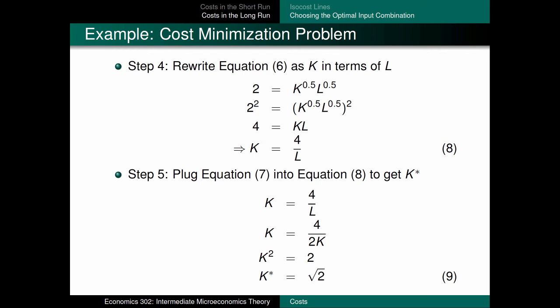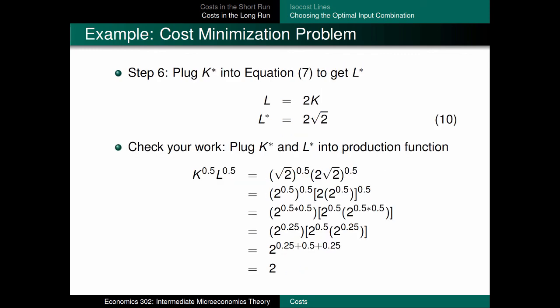We're going to plug in equation 7, which was our equation for L in terms of k, into equation 8 to get k star. Recall that equation 7 was that L is equal to 2k. So we're simply going to substitute 2k in for L in equation 8 in order to get that k is equal to 4 over 2k. 4 over 2 simplifies as 2, and let's move the k in the denominator on the right hand side to the left hand side to get k times k, which is k squared, so that we have k squared is equal to 2. Therefore, our k star is equal to square root 2.